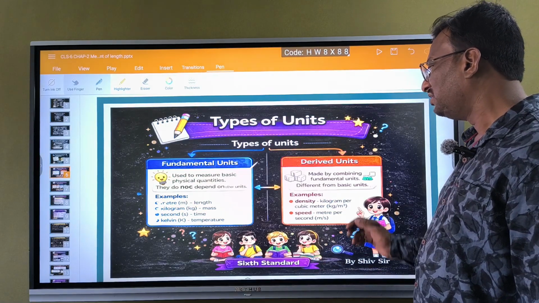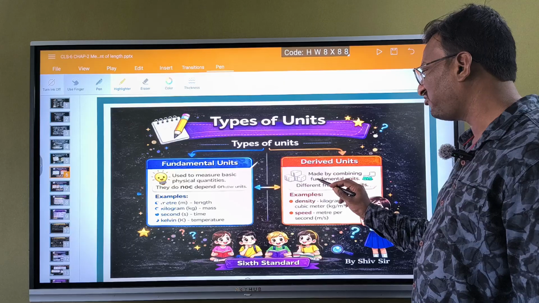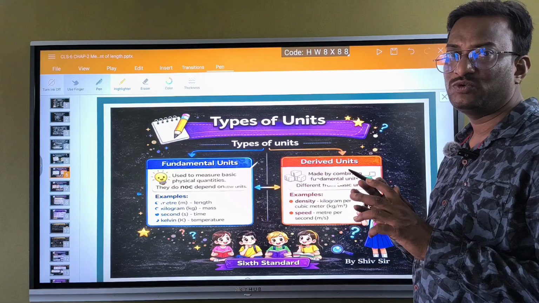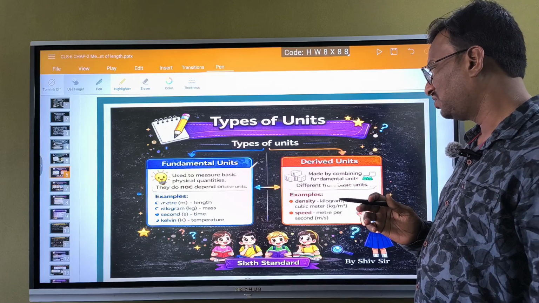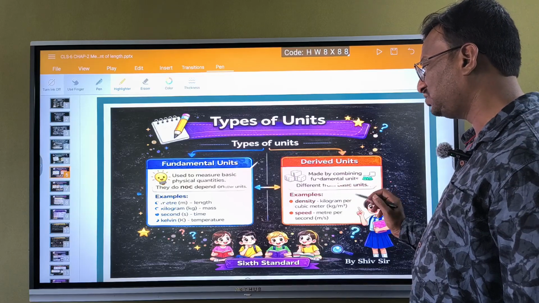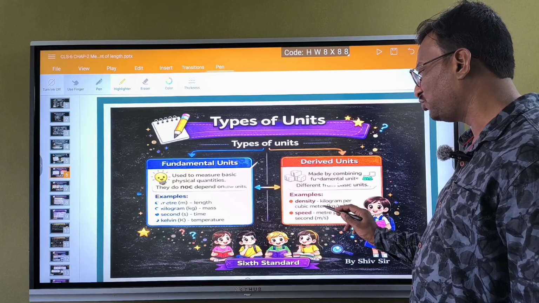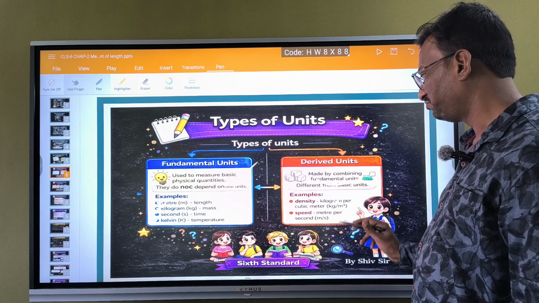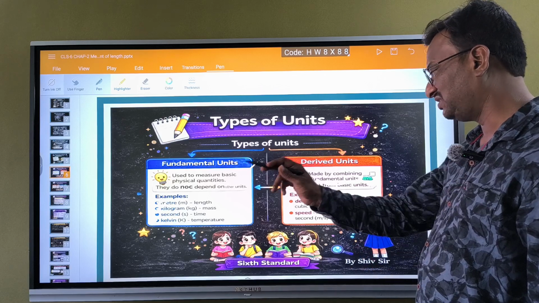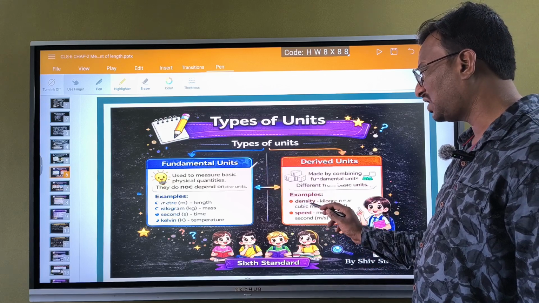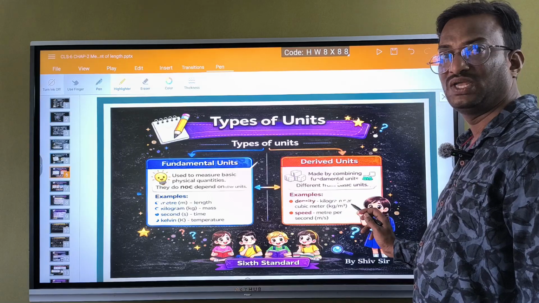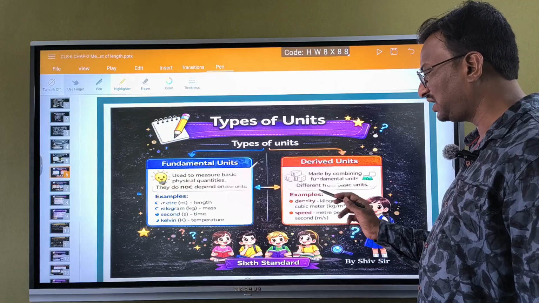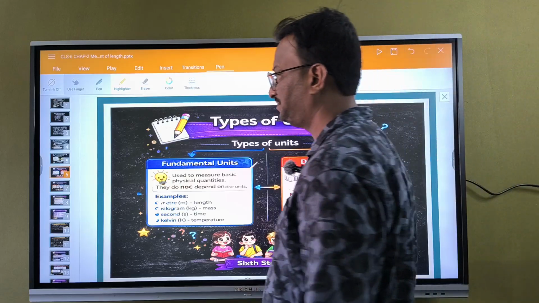Derived units are combinations of fundamental units. The combination of fundamental units will give you the derived units. They are very different. For example, density: kilogram per cubic meter. Here kilogram is the unit of mass and meter is the unit of length, so density depends on both kg and meter. So density is a derived quantity. Speed is also a derived quantity.